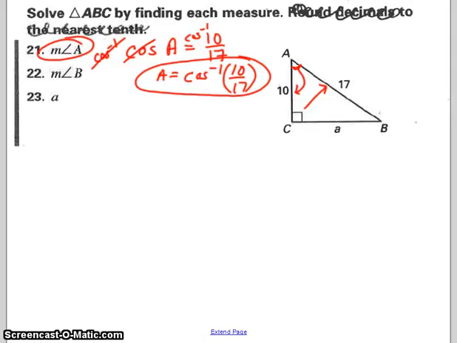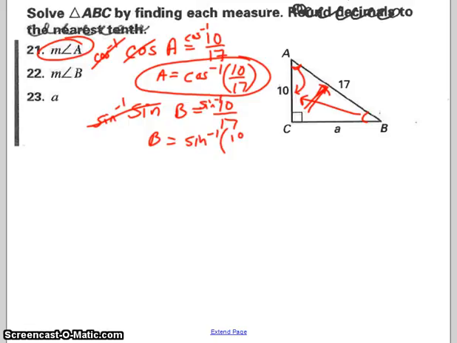For B, the only two sides we know is the opposite and the hypotenuse. So we're going to use sine. Sine B is 10 over 17. And again, we're going to do similar to the last question. Multiply it by the inverse. These cancel. So you get B equals sine inverse 10 over 17.